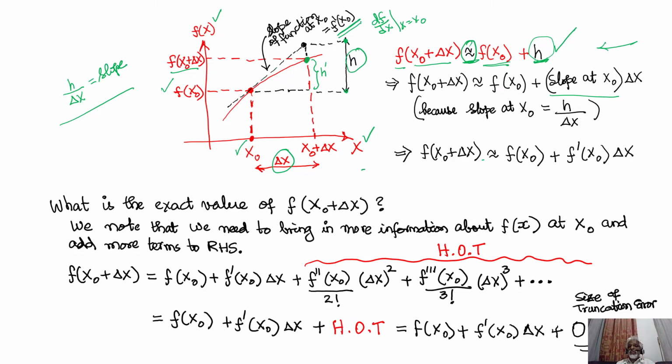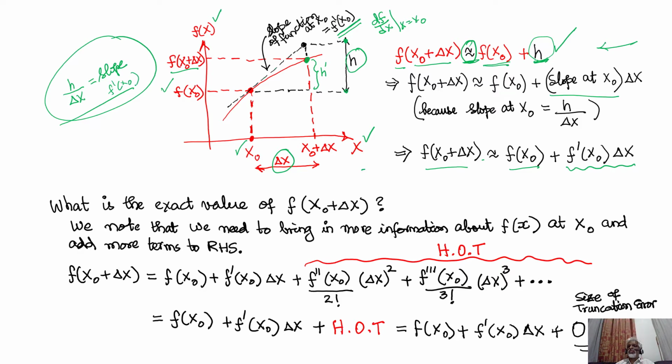Therefore, I can write the approximate expression for f at x naught plus delta x to be f of x naught plus, now h is replaced by f dash of x naught times delta x, using this idea that h is equal to slope times delta x, and slope is nothing but f dash of x naught.